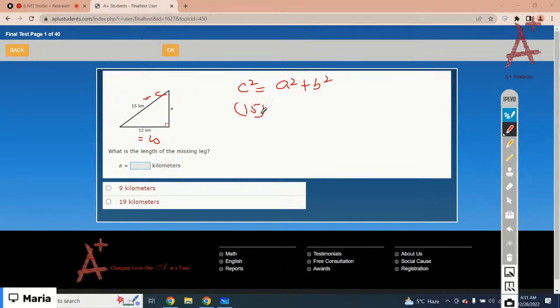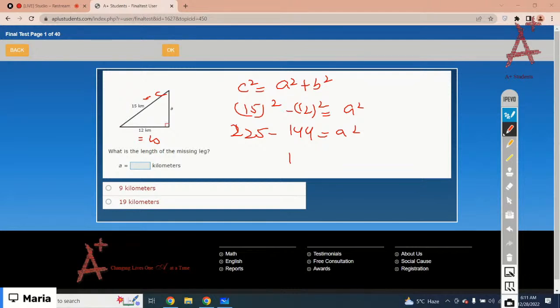C is 15 square. Move the B to the other side and the value of B is 12. Here you have just A square. 15 square is 225 minus 144 equals A square. Let me just subtract. 5 subtract 4 is 1. You cannot subtract 2 out of. Wait, let me just use calculator. 225 minus 144. It would be 81.